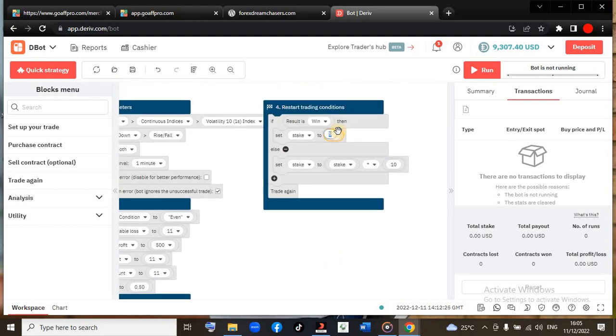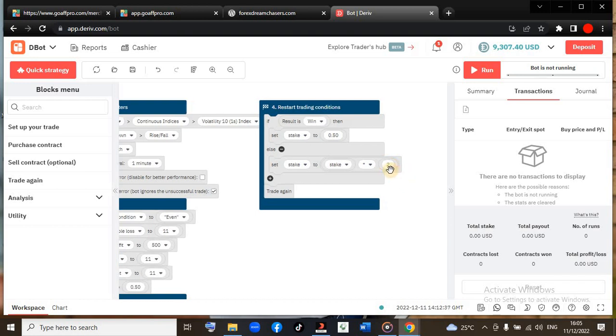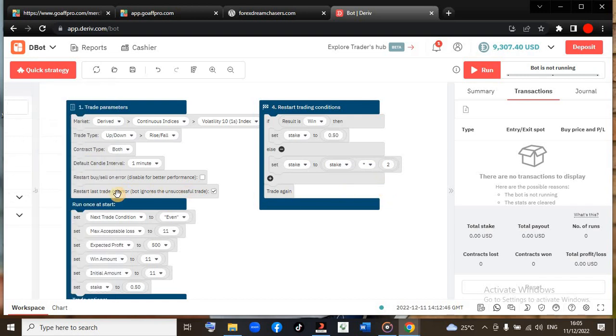And then you come to this block, you change the stake again to 0.50, and then actually let me put the martingale to 2 so that everything can work perfectly, guys. This stake you can change anytime you want, and you must change it to a point where you're going to be comfortable with the losses.